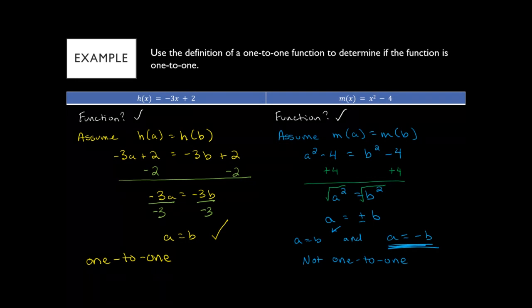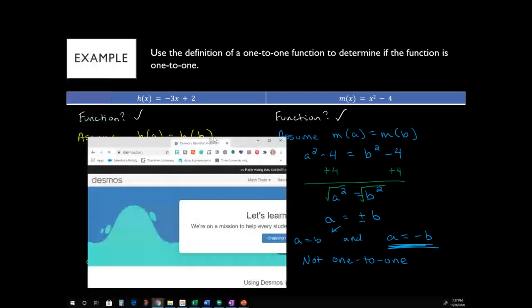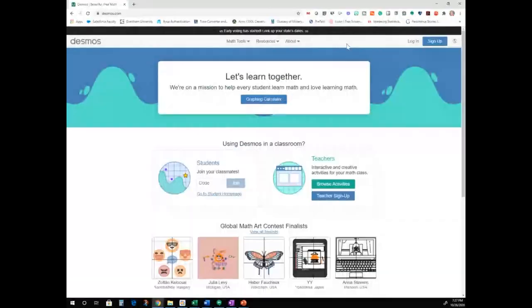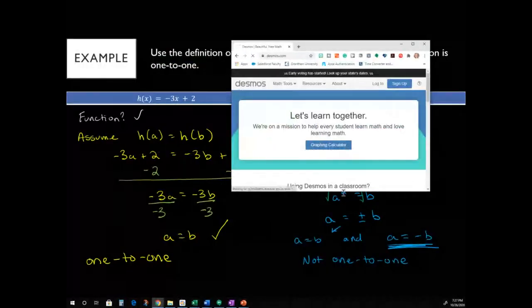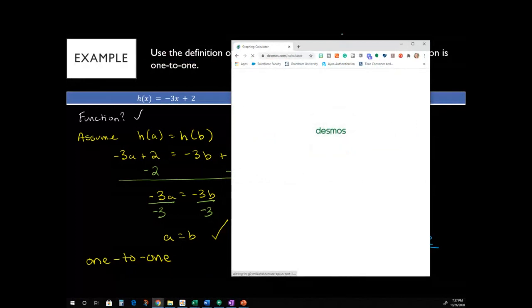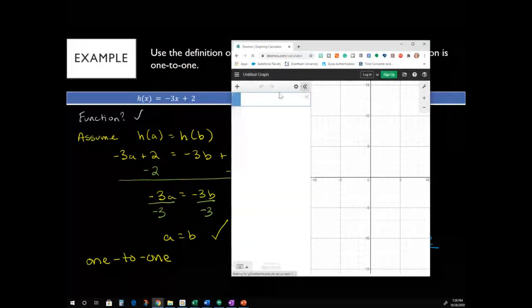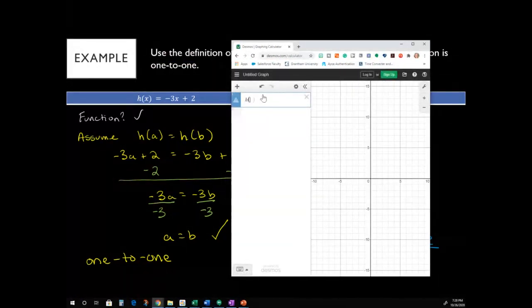And you can verify that by graphing these and looking to see whether they pass the horizontal line test or the vertical line test, or both of them. So I'm actually going to open up Desmos. So once it loads, I'll put in the first function.